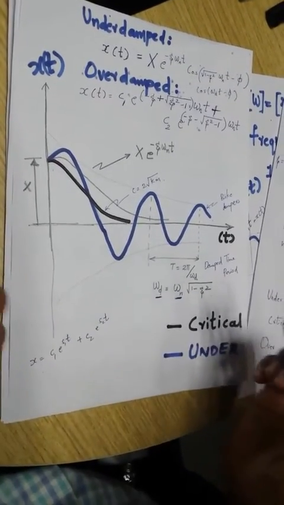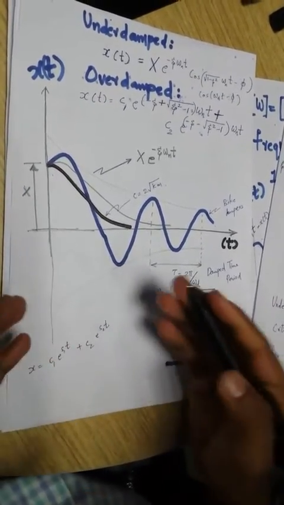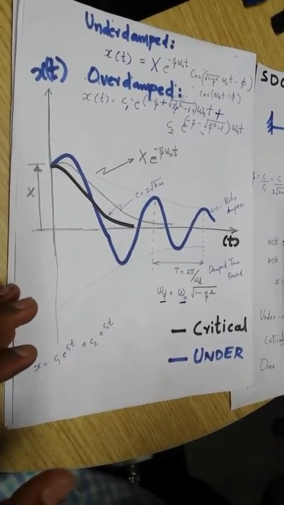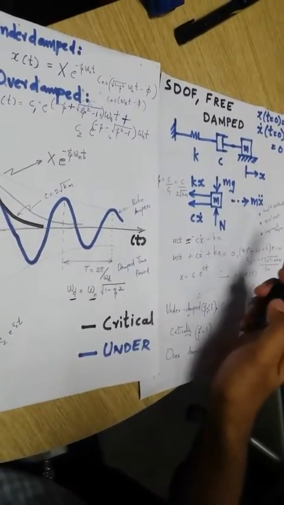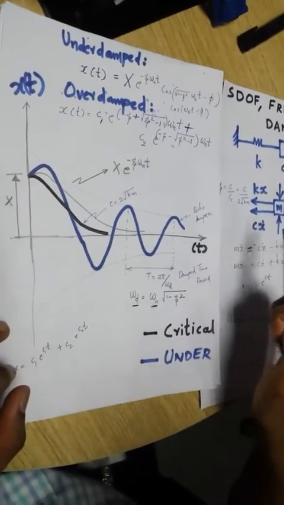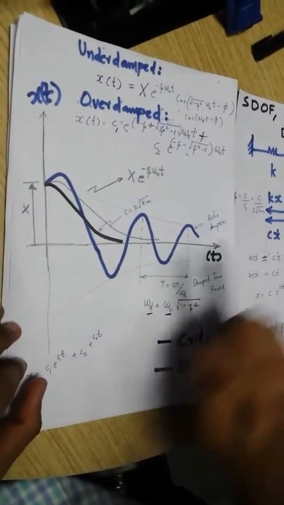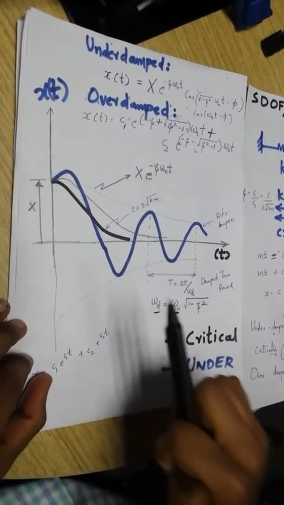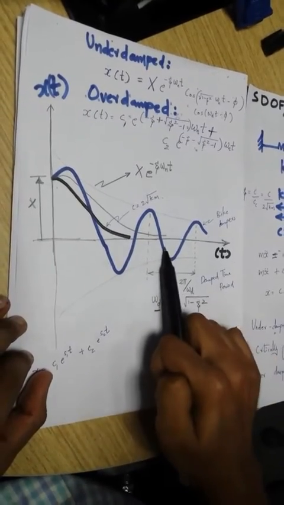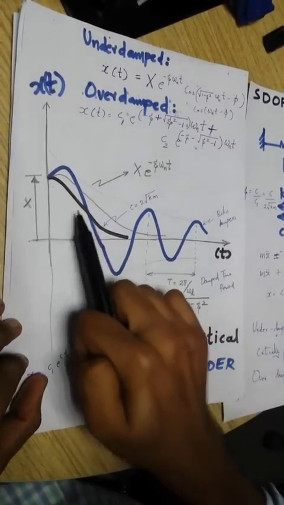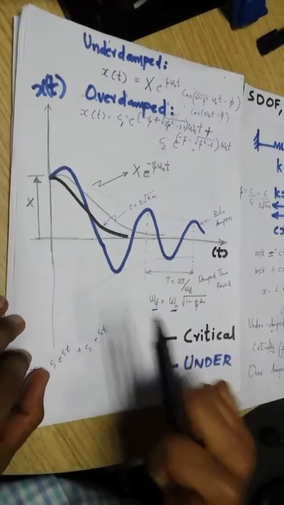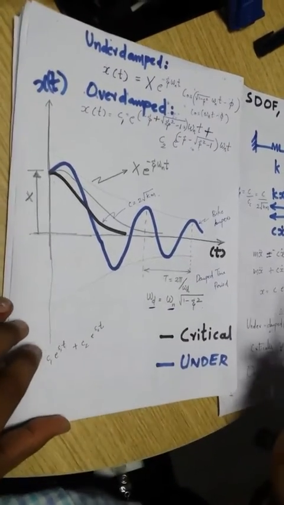So these are the three different kinds of responses that a single degree of freedom free damped system can have, depending upon the value of the damping coefficient in the system. This is very, very important. And only in one case the motion is periodic, and in the other two cases the motion is aperiodic. Thank you.